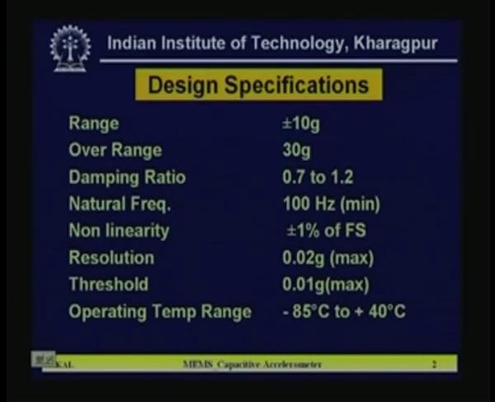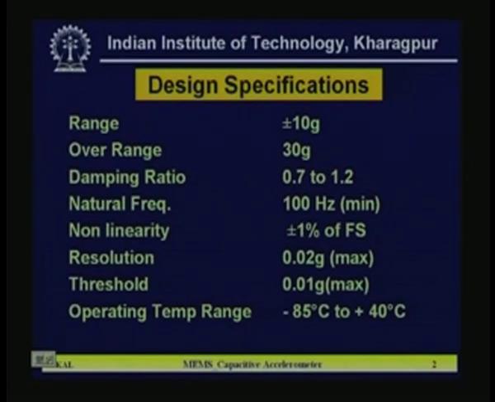So, the MEMS capacitive accelerometer, a case study, is the topic of discussion today. Now, the design specifications of that accelerometer are: a range of plus minus 10 G, over range of 30 G, that means up to 30 G there is no destruction of the device, it should withstand. Damping ratio is 0.7 to 1.2, natural frequency is 100 hertz, nonlinearity plus minus 1% full scale, resolution 0.02 G maximum and threshold 0.01 G maximum. Operating temperature range is minus 85 to plus 40 degree C.